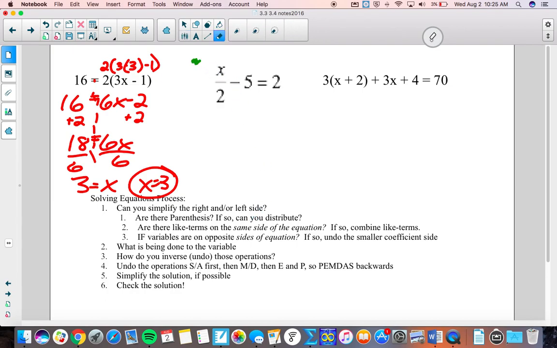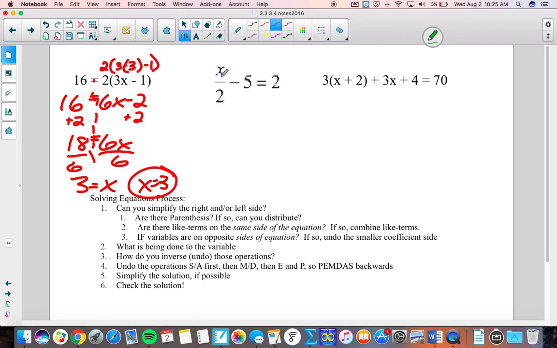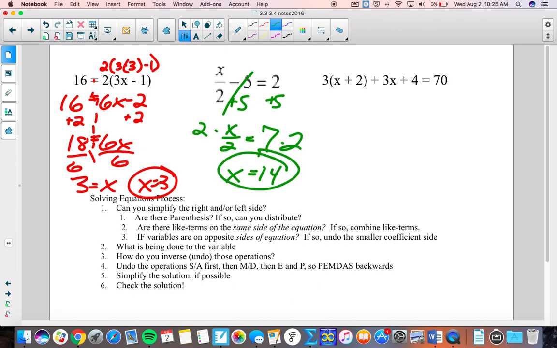Next example. Can we distribute? Nope. Are there like terms? Nope. Are there variables on opposite sides of the equation? No. So we can start answering what's being done to x. It's being divided by 2 and subtracted by 5. So we undo addition and subtraction first. X divided by 2 equals 7. So how do we undo dividing by 2? We multiply by 2. X equals 14. Boom.